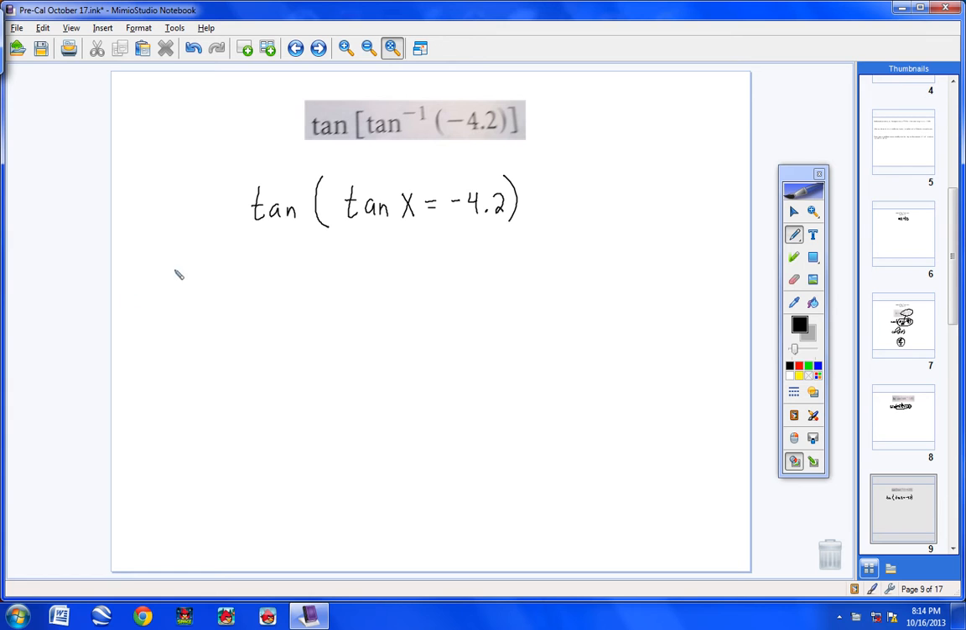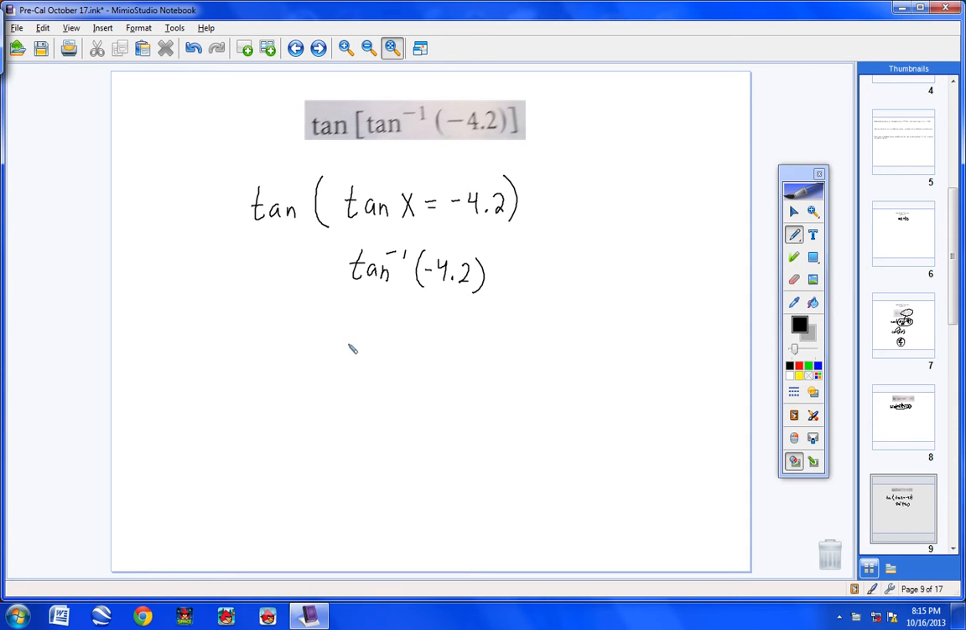I have taught you in the past, whenever you're looking for an angle like we are here, you hit second tangent. So it pops up tangent negative 1 with the parentheses, then type in negative 4.2. All right, now, if you do that correctly, make sure you're in the degree mode. Or you could be in the radian mode for all I care, but just so you match what I'm putting up here, I'm going to get out degrees. I'm getting out negative 76.